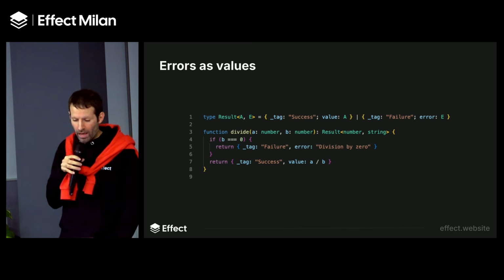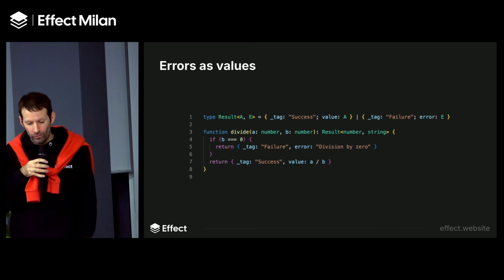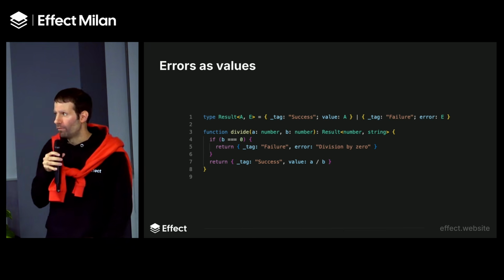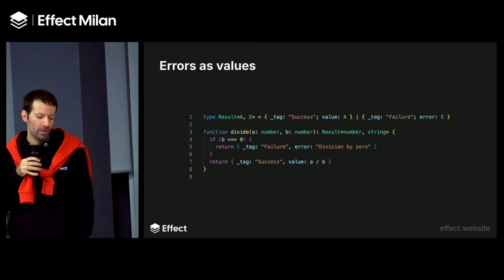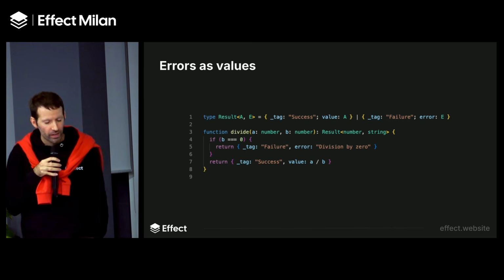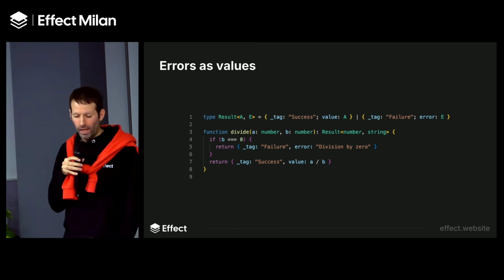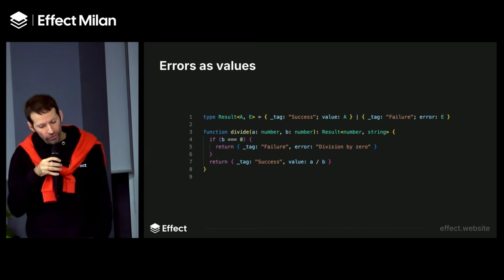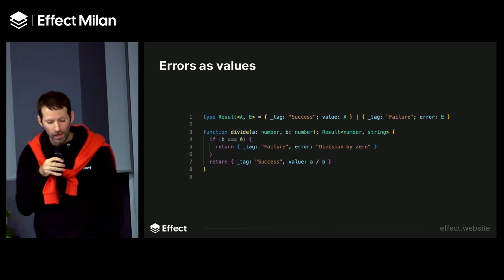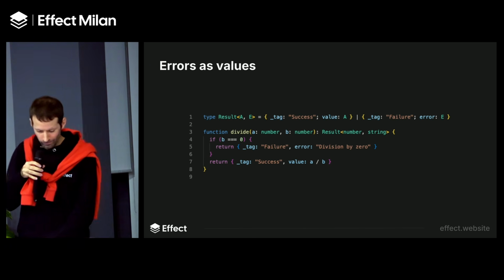And now when we have to implement our function, for example, if we have a divide function and the value of b is 0, we need to check if b is 0. And now instead of throwing, what we do is return the failure tag alongside our error. And if that's fine, we continue. And then finally, we return the success case with the value of a divided by b.